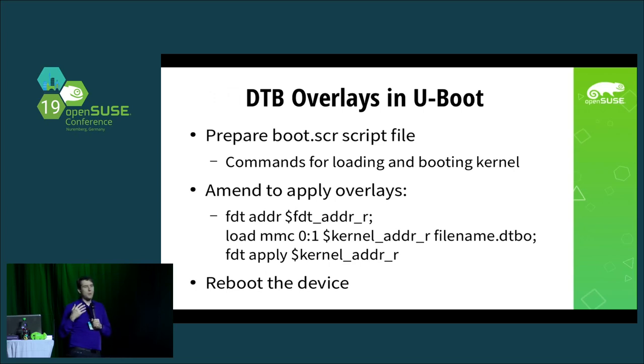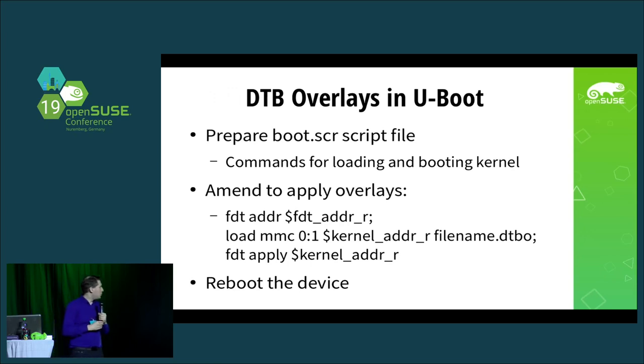In this case, if we want to actually mess with that device tree, we need to first tell it what the address of the device tree is before actually booting. That is the fdt addr command, as in address. And then afterwards, we can do any things with further FDT commands. In particular, we can load additional DTBO files into memory and then apply them to the base DTB file with this fdt apply command down there.